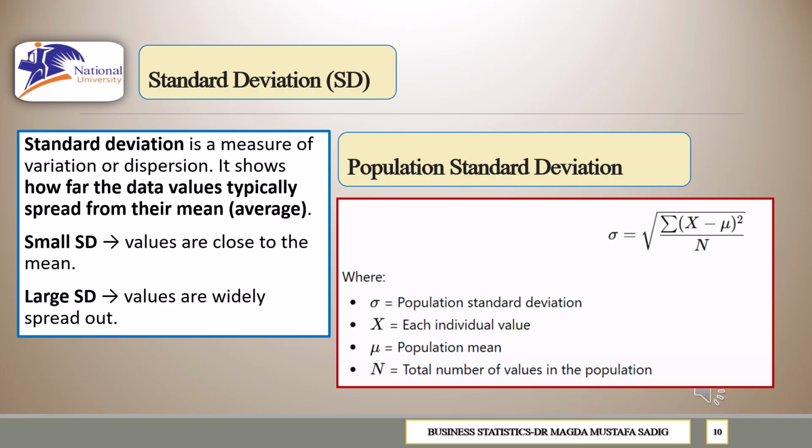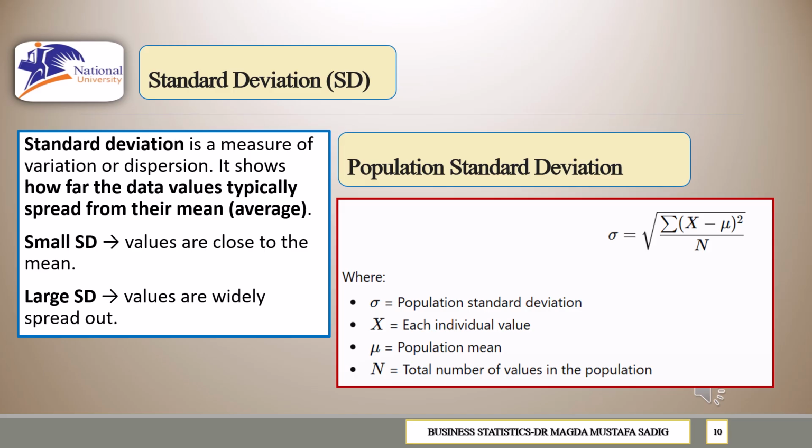Standard deviation. We are going to explain that standard deviation measures the typical spread of values from the mean. A small standard deviation indicates values closer to the mean, while a large standard deviation indicates a wider spread. Standard deviation is one of the most important measures of dispersion. It tells us how far data values typically spread from their mean.